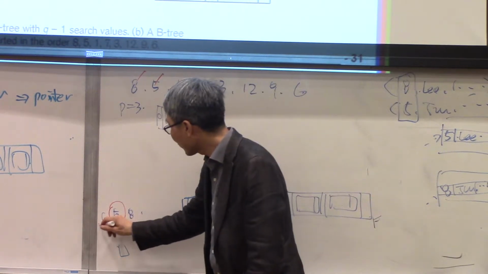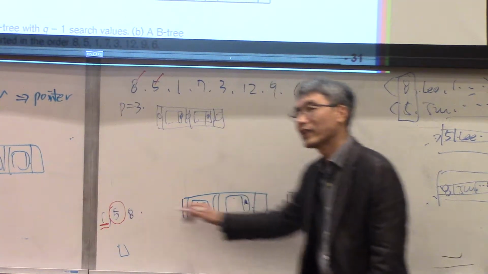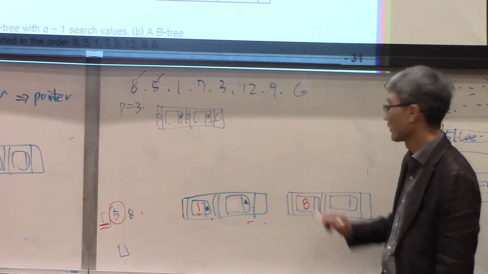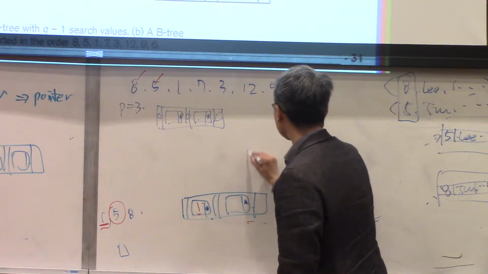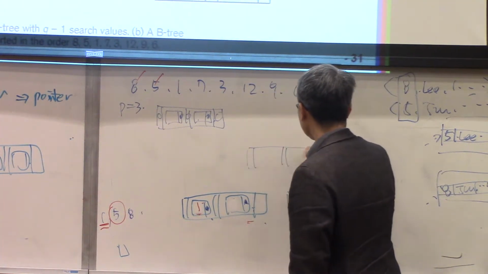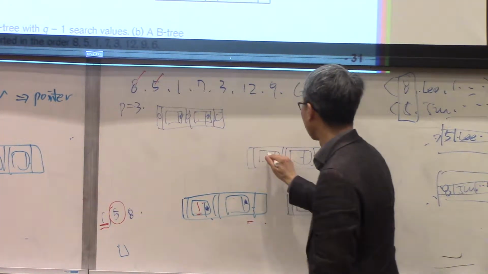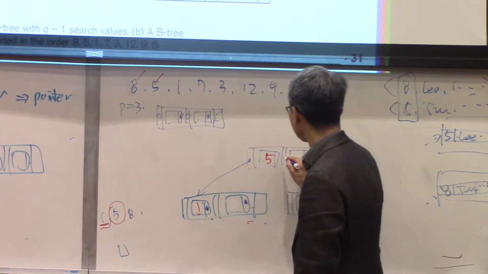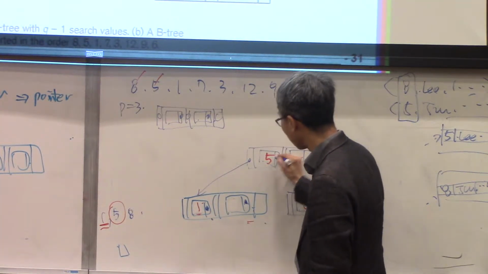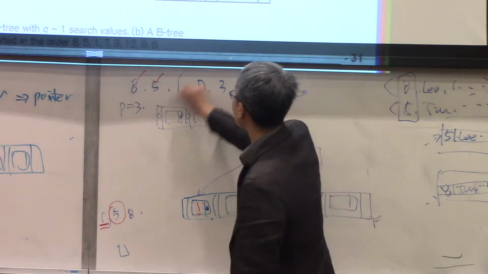So, all the left hand side of the middle value goes here. All the right hand side, 8. Then, we have the middle value. The middle value will be promoted. So, this will be 5. Then, don't forget the pointer. Actually, there's a pointer. That's it. That's what happens when this one is inserted.